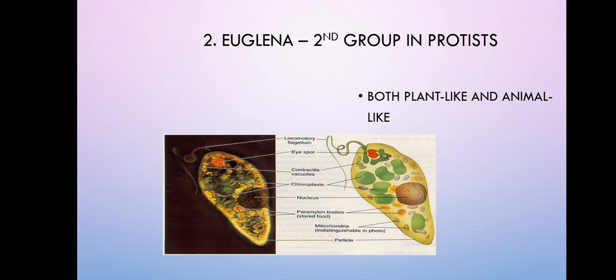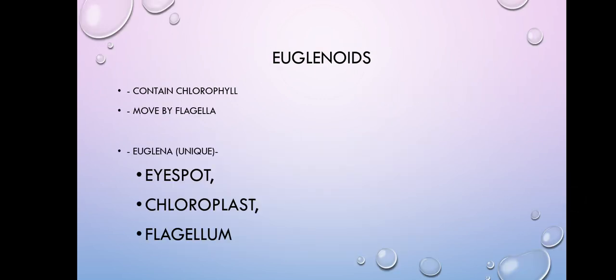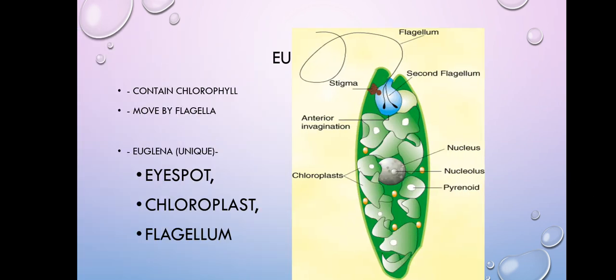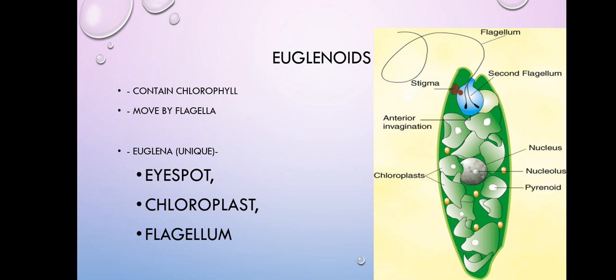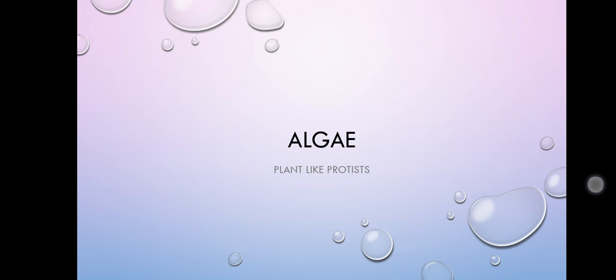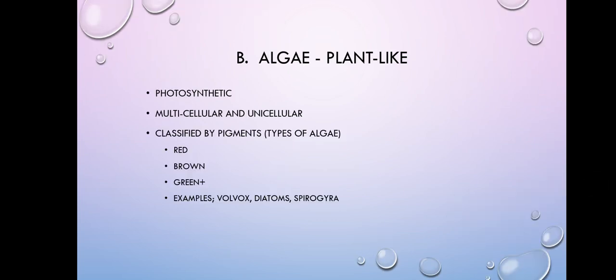Euglena, the second group in protist, is both plant-like and animal-like. Euglenoids contain chlorophyll and move by flagella. Euglena are unique: eye-spot, chloroplast, flagellum. Parts: contractile vacuole, flagellum, stigma, second flagellum, anterior invagination, chloroplast, nucleolus, pyrenoid.